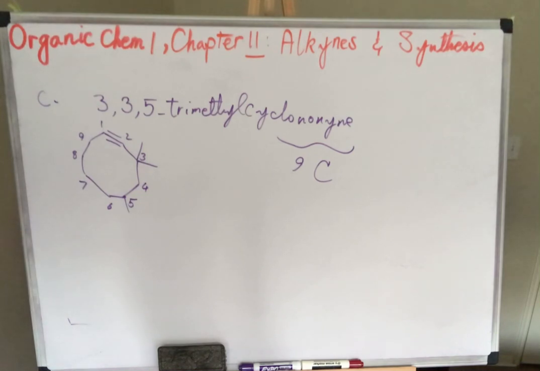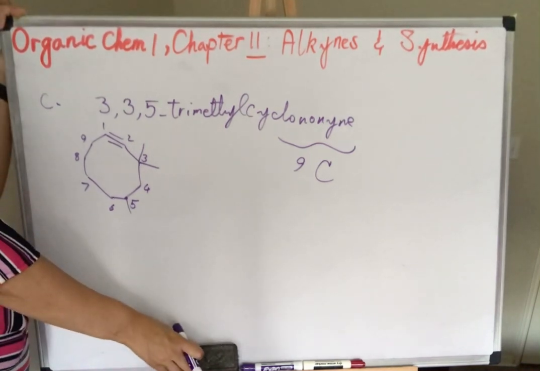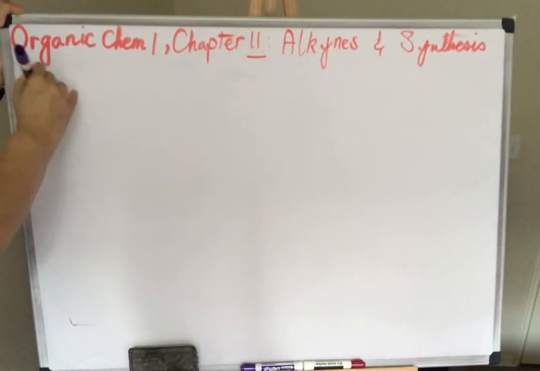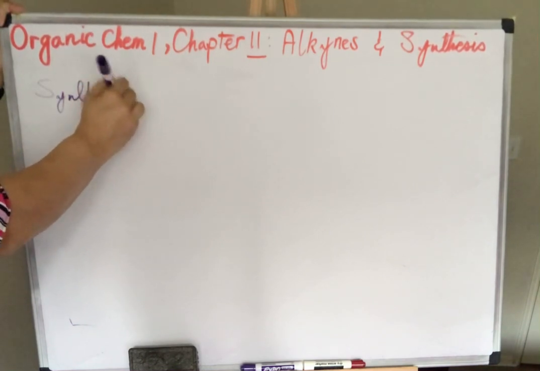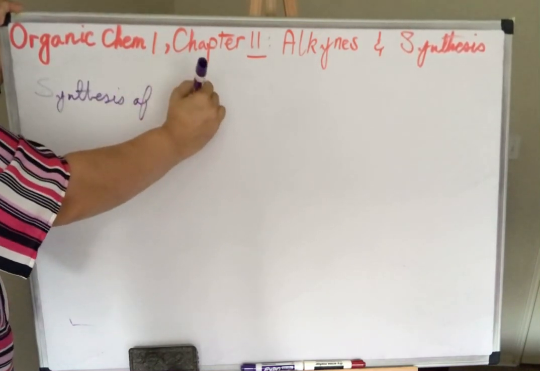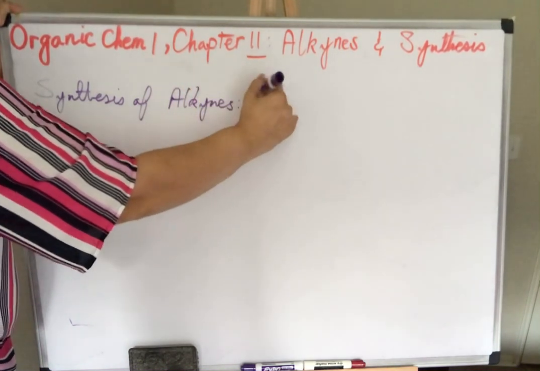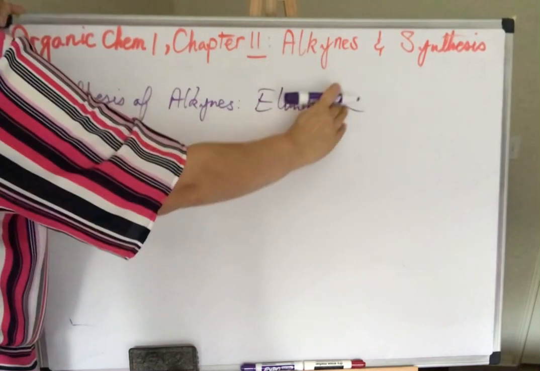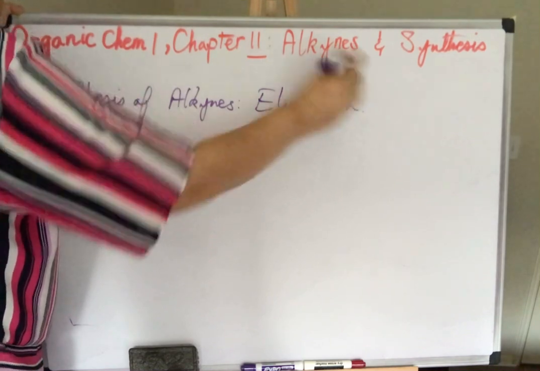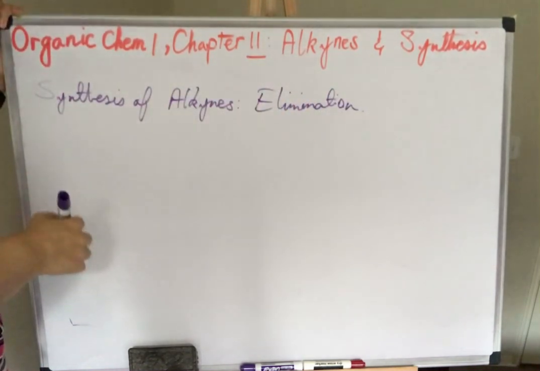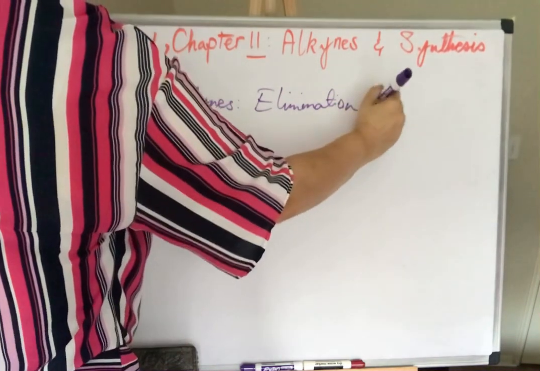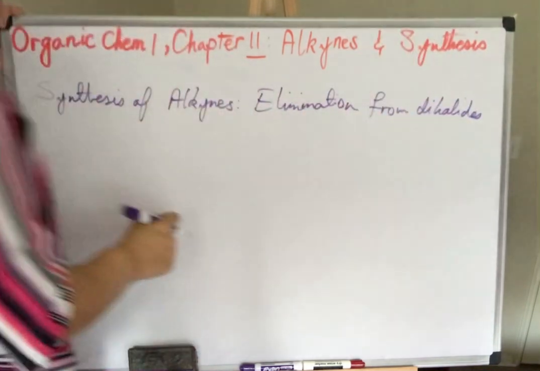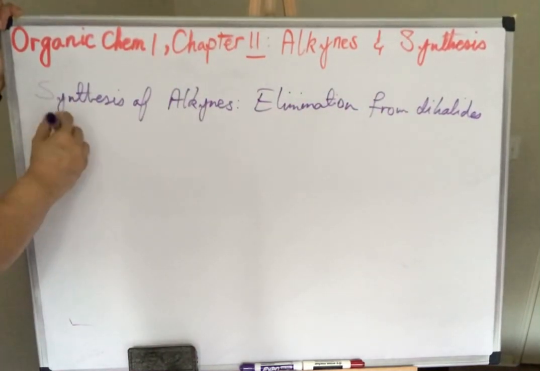You already learned how to synthesize alkynes when you were in the alkene chapter. So synthesis of alkynes is very familiar to you through elimination reactions. Elimination, but from what? Elimination from dihalides. You definitely must have 2 halogen atoms in the compound.